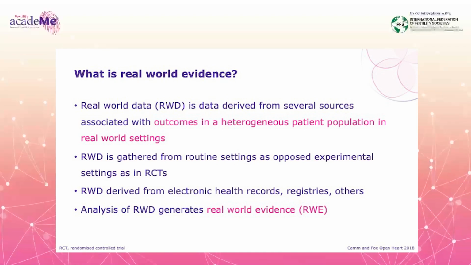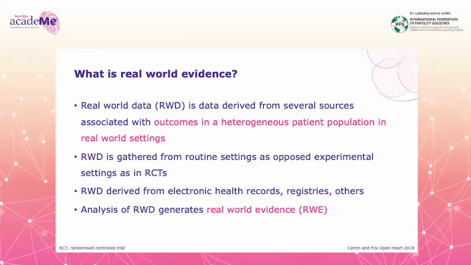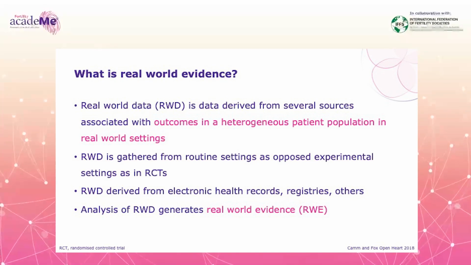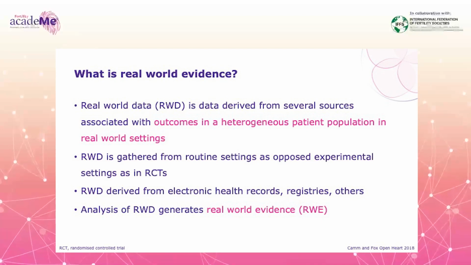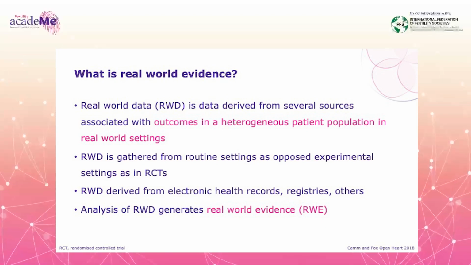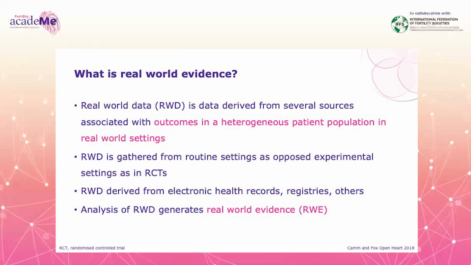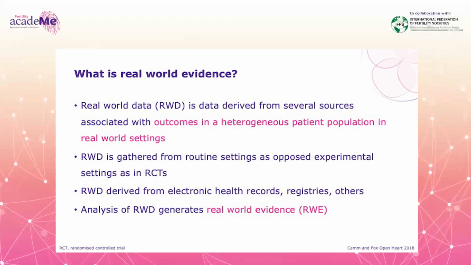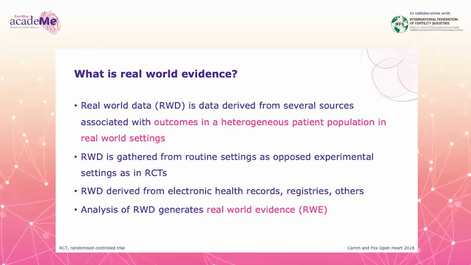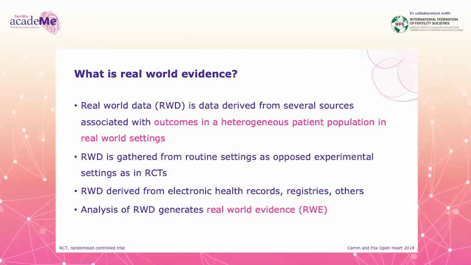That is, it's not an experimental setting. As we saw in the previous figure, an experimental setting becomes a randomized controlled trial or a non-randomized controlled trial, where we assign the exposure, the intervention or the treatment. Here we are doing it in routine settings, not in experimental settings. Real world data can be derived from health records, from registries, from other sources, which we will come on to in the next slides.